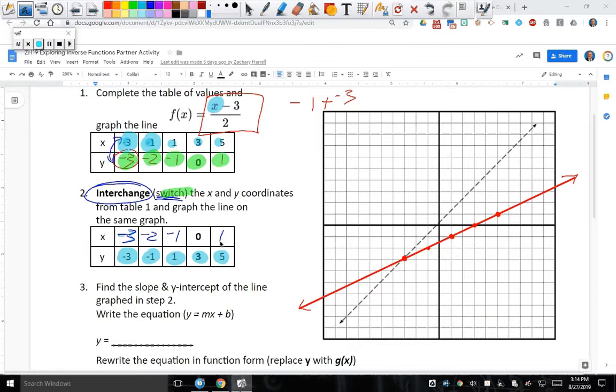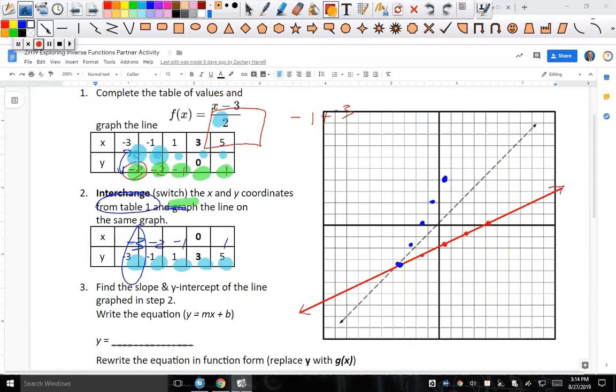Okay. Now let's plot this in a different color. We're going to plot them just as normal graphs. (-3, -3). However, this one's (-2, -1), (-1, 1), (0, 3), and (1, 5). And we're going to connect this with, you guessed it, a blue line. So that one's a little bit off, but I'll shift it in just a bit.